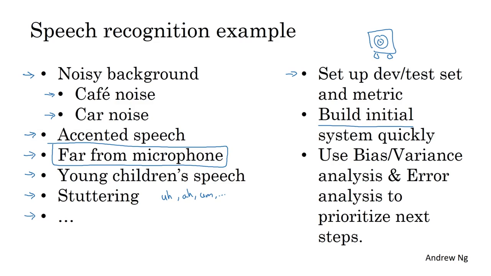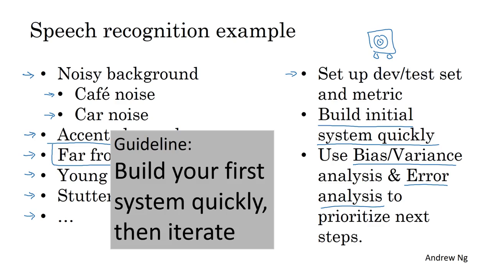A lot of the value of building this initial system can be a quick and dirty implementation. Don't overthink it. But a lot of the value of your initial system is having some learned system, having some trained system allows you to look at this bias and variance, to try to prioritize what to do next, allows you to do error analysis, look at some mistakes, to figure out of all the different directions you could go in, which ones are actually the most worthwhile. So to recap, what I recommend you do is build your first system quickly, then iterate.